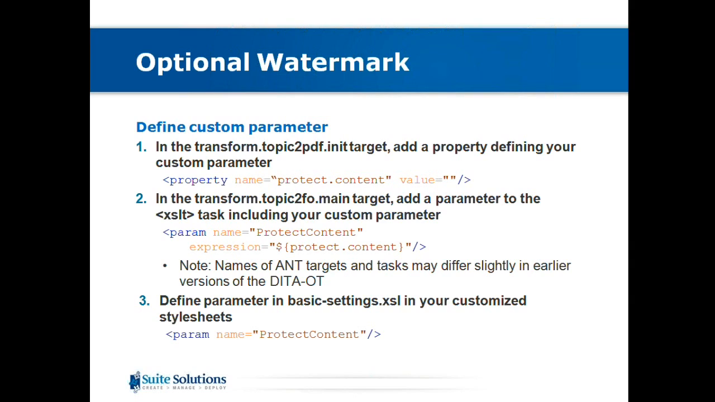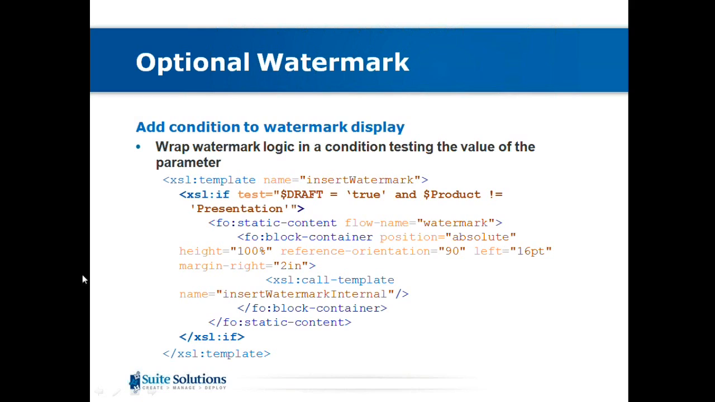Next, what you need to do is add a condition to the watermark display. Wherever you have the watermark included in your style sheet, as we discussed in the previous sections, you'll want to wrap that logic in a condition testing the value of the parameter that you just passed in. So for example, in your template insert watermark, you might add XSL if draft equals true and product equals presentation. This is based on two parameters. And then you're only including the watermark if that is correct, if this value is set to true.